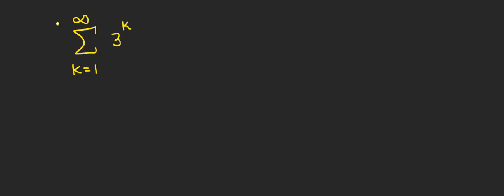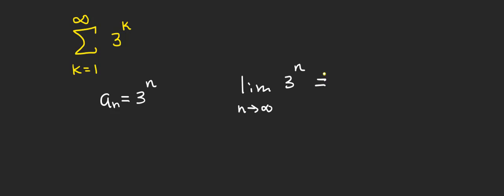What about this infinite series? Our a of n is 3 to the n. So what happens as the limit as n goes to infinity of 3 to the n? As n goes to infinity, that goes to infinity. So we know that that is not equal to 0. So what can we conclude? We can conclude that this infinite series diverges by the n-term test.